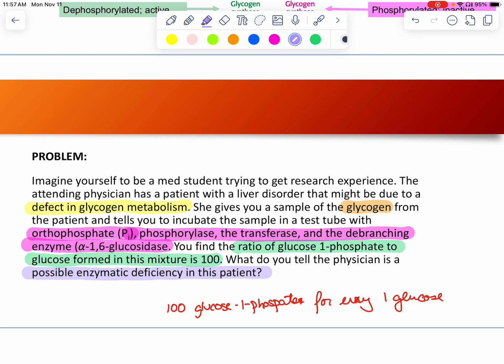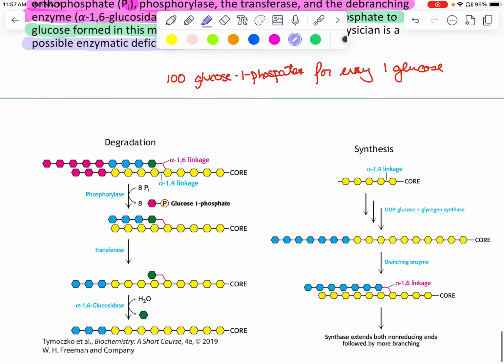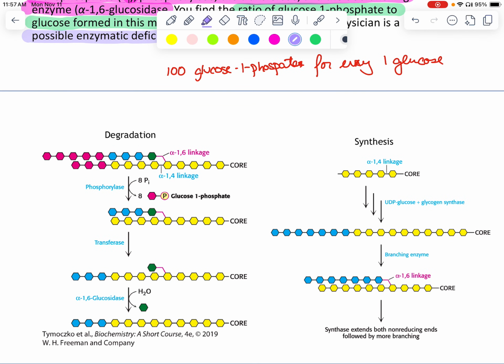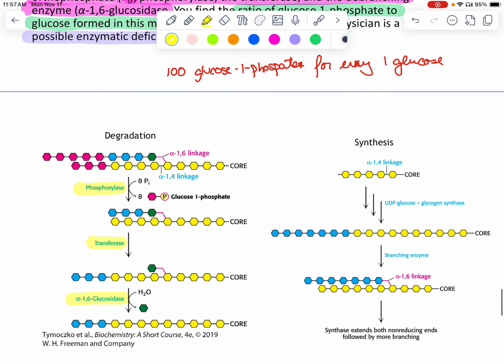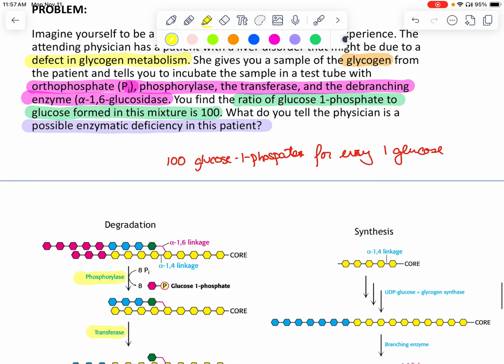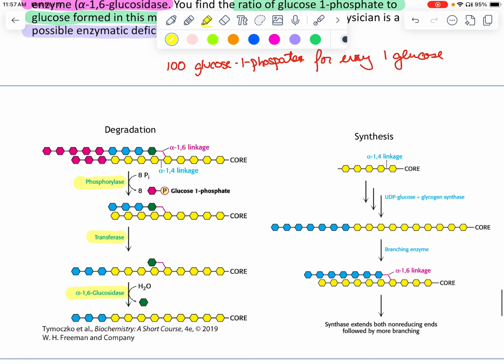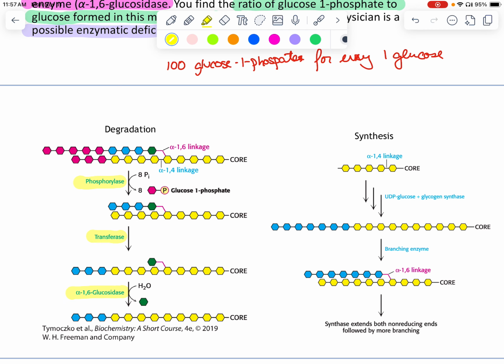Right, so to do this, you're going to have to think through what we know about synthesis and degradation. So here are the 3 enzymes we added: phosphorylase, our transferase, and that alpha-1,6 glucosidase, right? We have our debranching, our transferase, and our phosphorylase. And we collect data on how much glucose 1-phosphate we have and how much glucose we have.